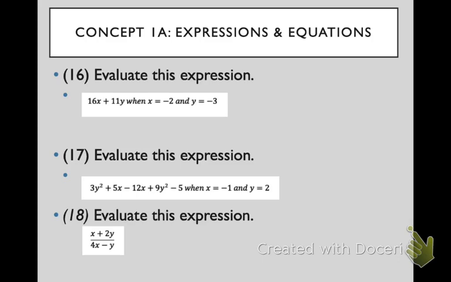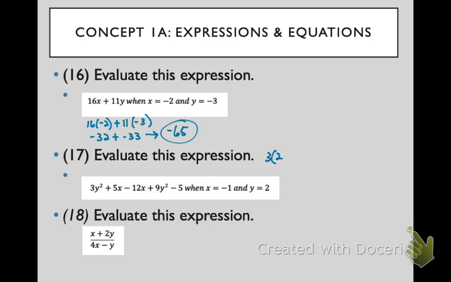See the difference in the directions. We are evaluating because we have number values to substitute in for the variables. So our expression is 16x, or 16 times x, plus 11 times y. Well, we know what x and y are, so we will substitute those values in. Then we will do the math. So we'll have 16 times -2, which is -32, 11 times -3, which is -33, and then we'll add, and I will make sure I add correctly, so that will be -65.